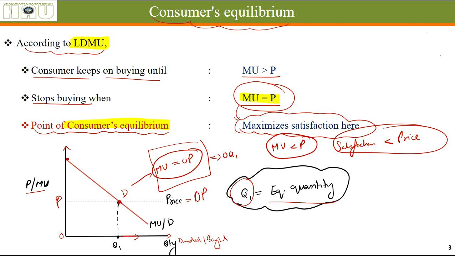That a person maximizes their satisfaction by comparing marginal utility and price, and decides to buy that quantity of good where marginal utility is equal to price.